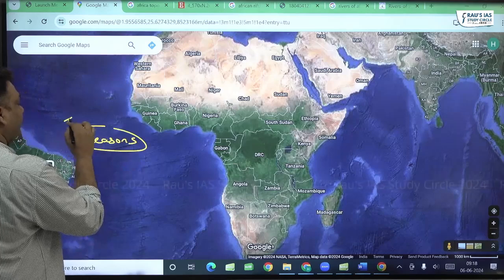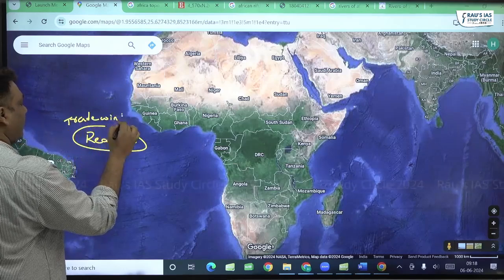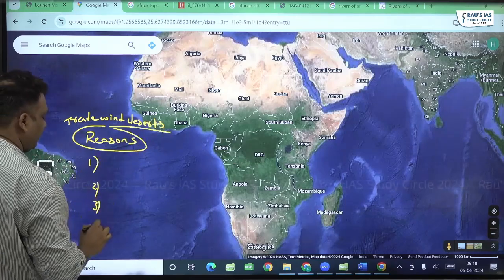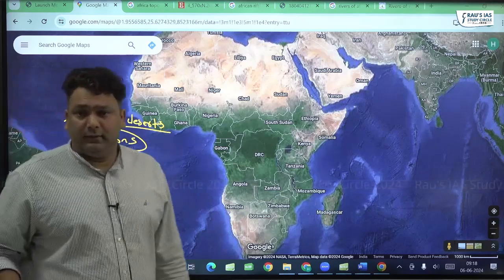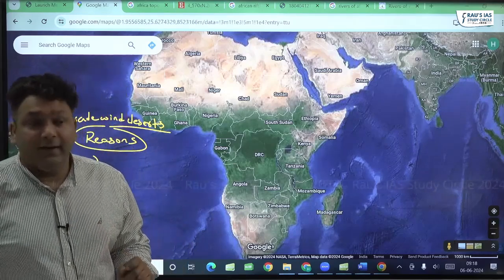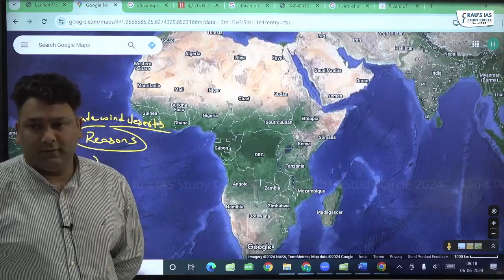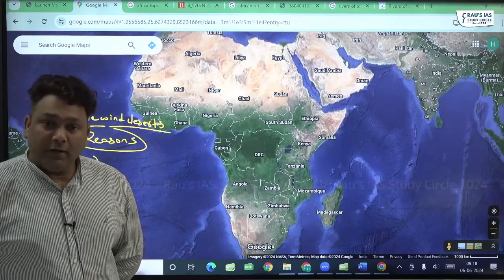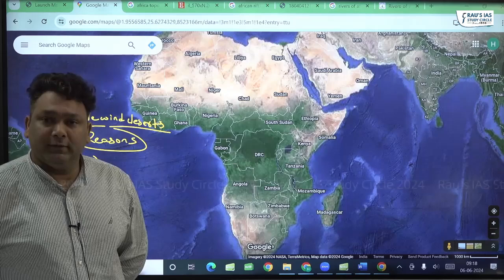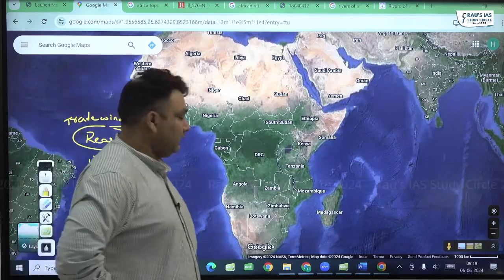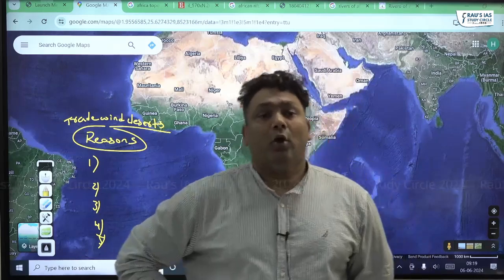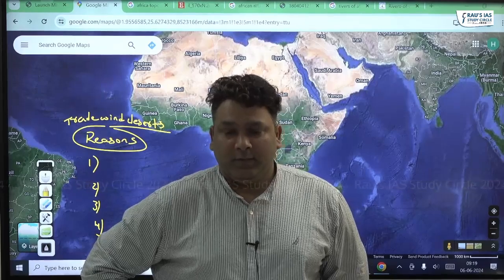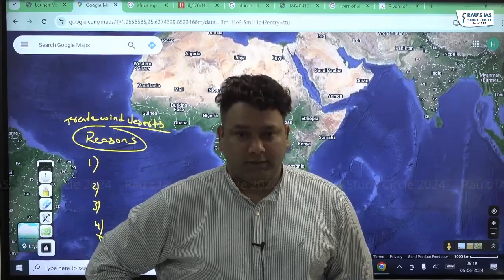These are the trade wind deserts. This has been a previous mains question also: 5 reasons. Write down quickly. The first reason is sinking winds. Specifically write down reasons for the trade wind deserts or tropical deserts. These are not temperate deserts. Sinking winds. Second reason is offshore trades. The winds are going away from the land, not towards the land.